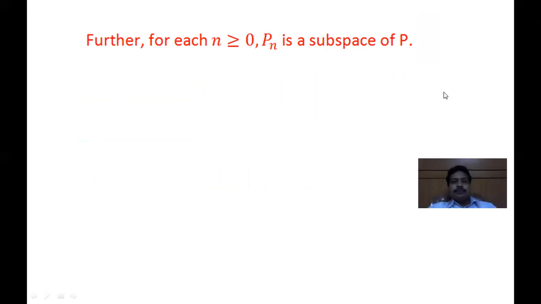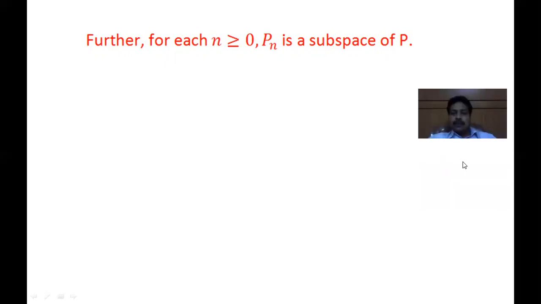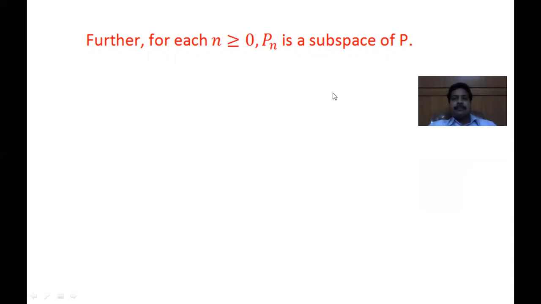This is a subspace of P itself. Further, for each n greater than or equal to 0, Pn is a subspace of P. Just as we have proved that P is a subspace of all real valued functions, P itself is a vector space. Now Pn, we have already seen what Pn is. Pn is a set of polynomials whose degree is at most n.